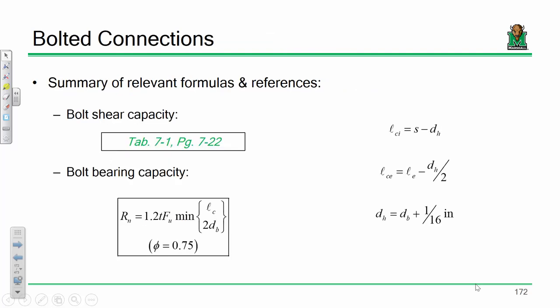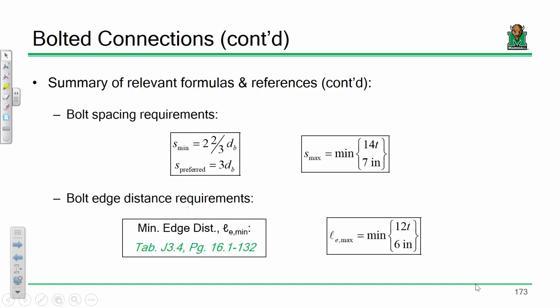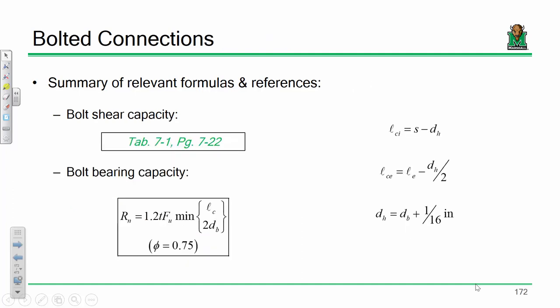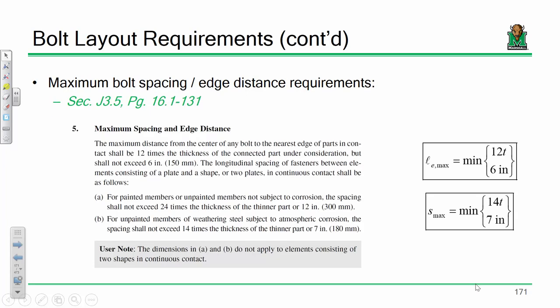So over here in my summary slides, I've got bolt shear capacity, bolt bearing capacity, and then I have my spacing requirements. I just said that this is the edge distance, or hold on, wait. Do I have that backwards? I think I might have that backwards. Let me see. Maximum distance from bolt edge. I have that backwards up here. I'm sorry. This is backwards. Sorry.